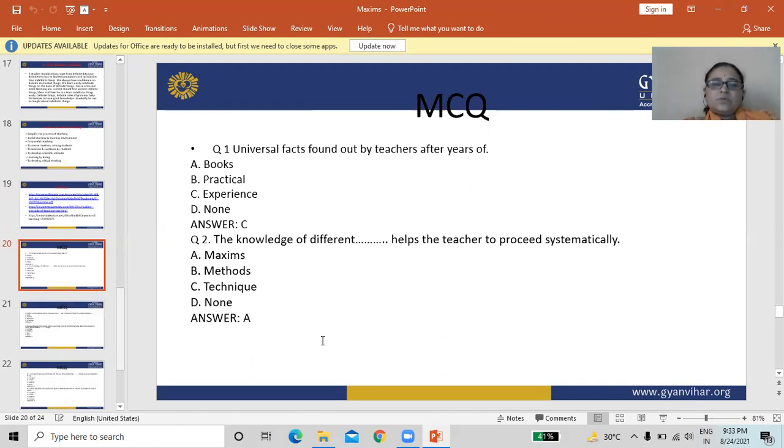First MCQ: Universal fact found out by the teacher after years of blank. Option A books, option B practical, option C experience, option D none. Correct answer is option C experiences. Next MCQ: The knowledge of different blank helps the teacher to proceed systematically. Option A maxims, option B method, option C technique, option D none. Correct answer is option A maxims. The knowledge of different maxims helps the teacher to proceed systematically.